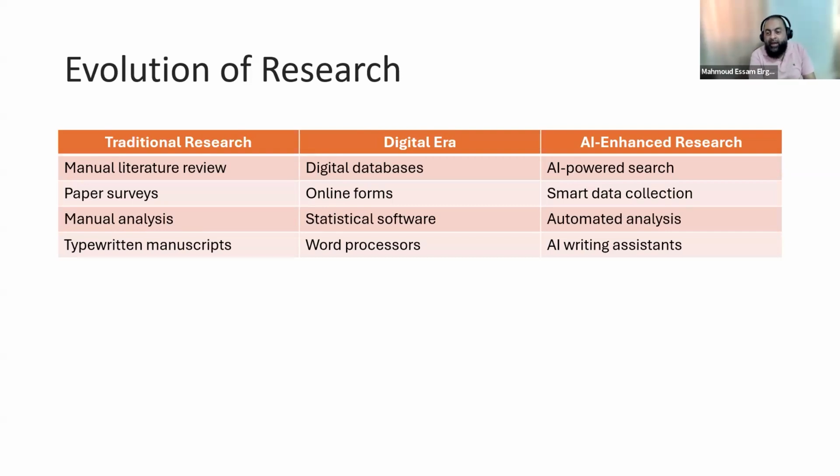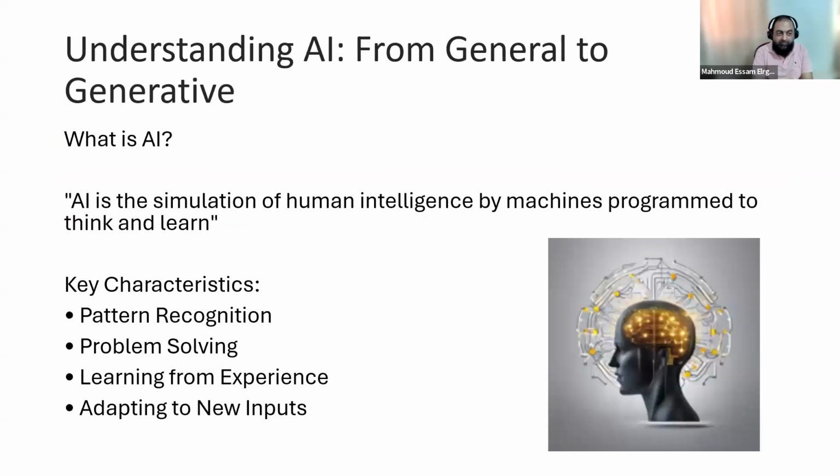Now we can see AI-powered search. If you are just searching anything in Google, you will find a suggestion from Gemini giving you an overview of the things you are looking for. Smart data collection ways, automated analysis, and we may come across automated analysis tools where you might not need a statistician in the future, not in everything, but you might not. An AI writing assistant, and now the most famous is ChatGPT. So it's a kind of evolution of research, okay?